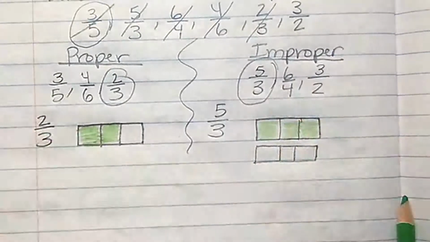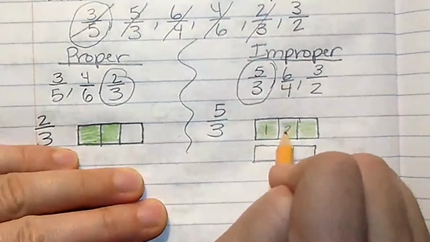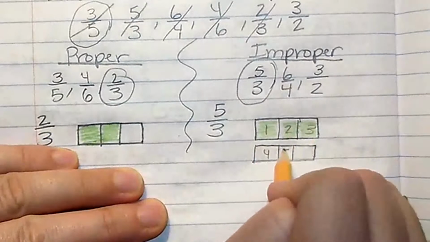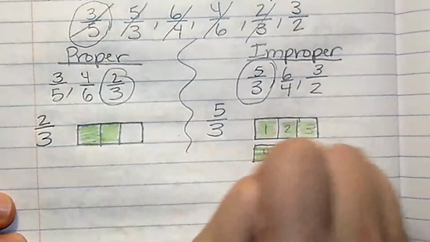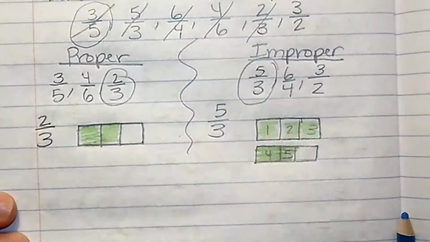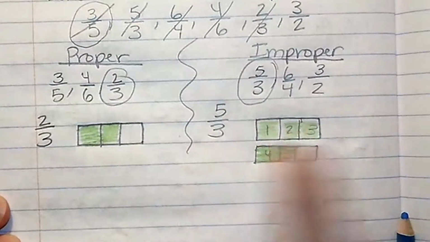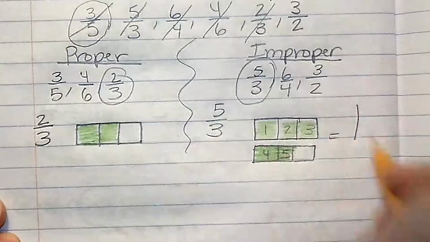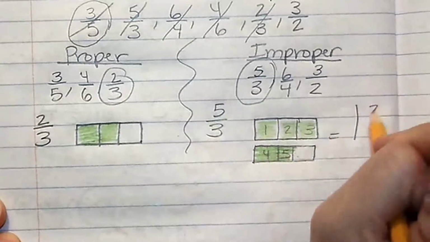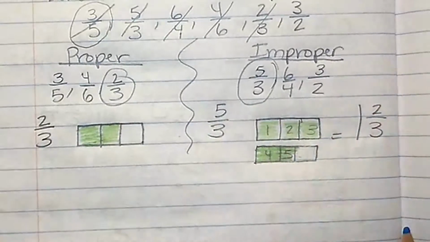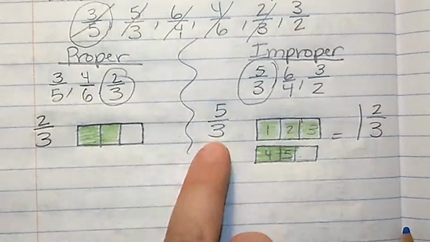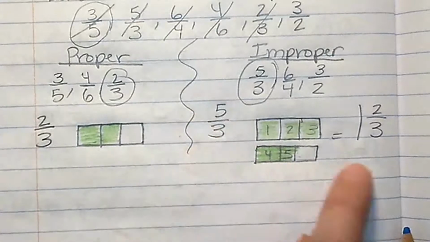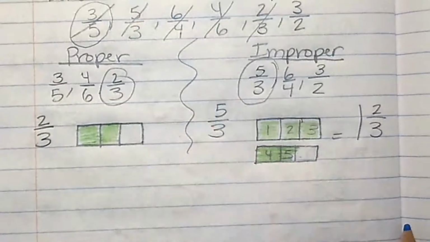and split it into thirds. So I have 1, 2, 3, 4, 5. I need to color in 2 more spaces. And that's how I got 5/3. 5/3 is the same as having 1 whole chocolate bar and 2/3 of another one. And this is our lesson for today. We're going to show you a couple different ways that you can take your improper fraction and change it into a mixed number.